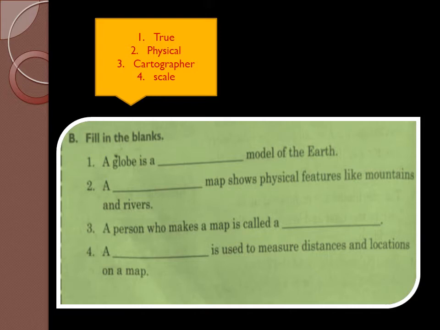Third, a person who makes a map is called a dash. Answer is cartographer. A person who makes a map is called a cartographer. Fourth, a dash is used to measure distances and locations on a map. And the answer is scale. A scale is used to measure distances and locations on a map.